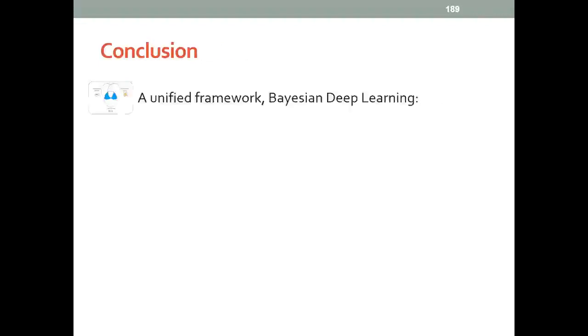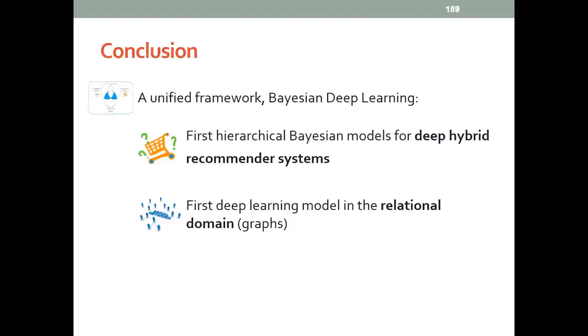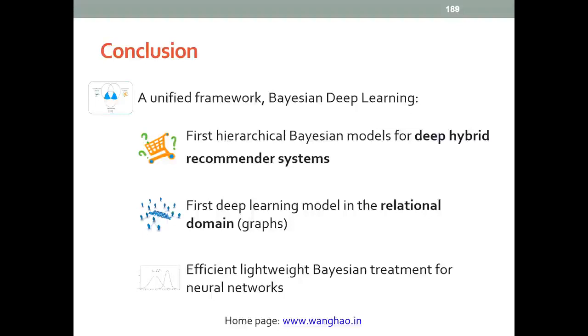To conclude, we have talked about a unified and principled model, what we call Bayesian deep learning, and we figured out how to develop and formulate both the feed-forward and recurrent versions of the deep components for this framework. We have the first hierarchical Bayesian model for deep hybrid recommender systems. We have the first deep learning model in the relational domain of graphs, and we also derive an efficient and lightweight Bayesian treatment for neural networks and Bayesian deep learning with some applications in healthcare.